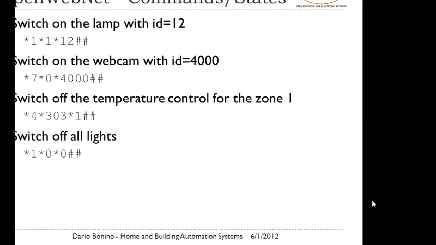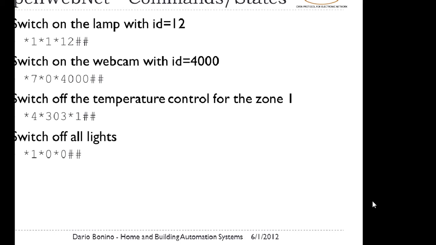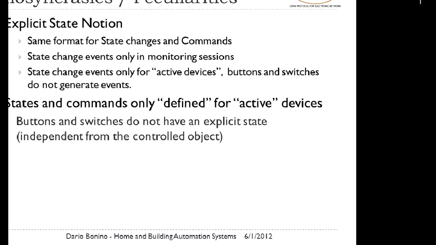Plus we have scenarios commands like this, that means switch off all the lights. 1 is lighting, 0 is off, 0 is the network address. So everything on the lighting. Okay, really complex with respect to a general representation, at least.